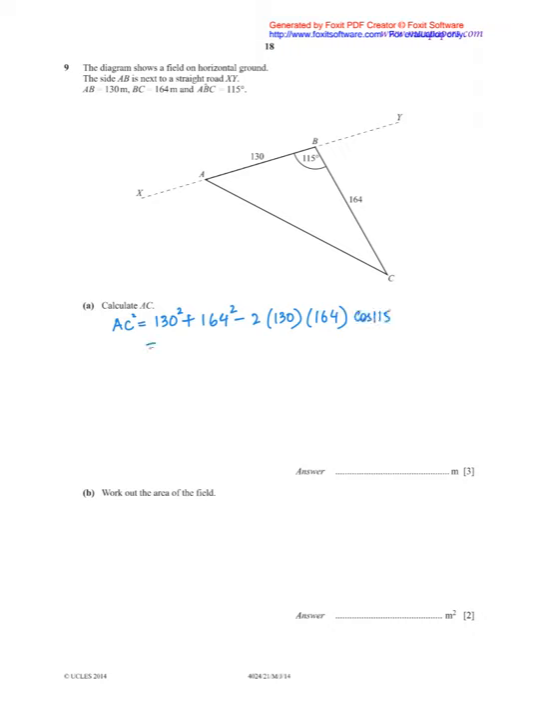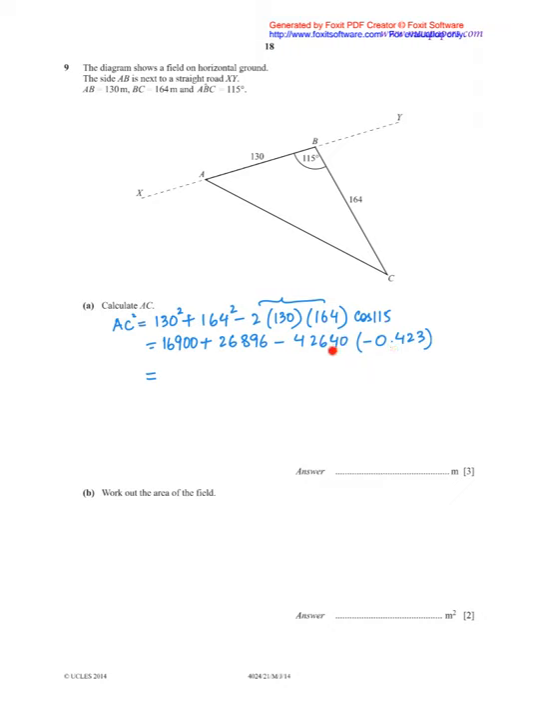Alright, now we need to find the squaring of these numbers. So 130 square is 16900 plus 164 square is 26896 minus, I will multiply these three terms. So 2 into 130 into 164 is 42640, and the value of cos 115 is minus 0.423.